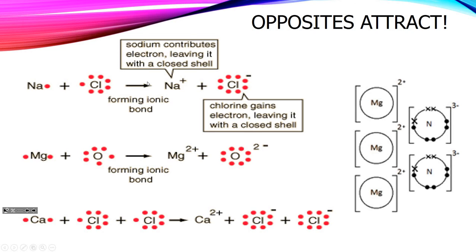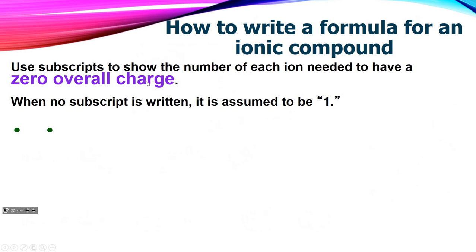Okay. Same thing when we're doing any of these. I have to add however many chlorines down here for calcium that I need to balance the charge out so it's always 0. All right? So we're going to write it so its overall charge is 0.